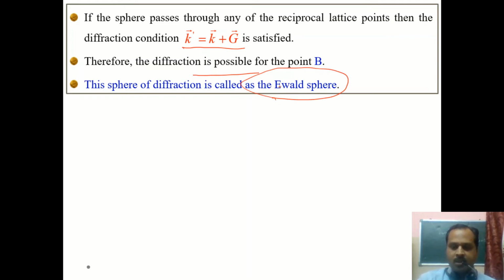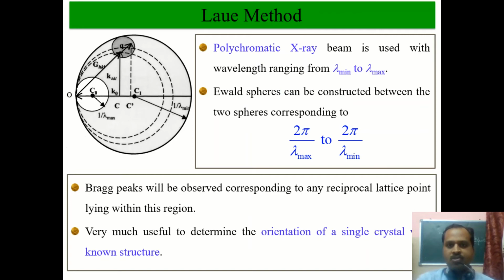Now let us come to the Laue method, where basically we are going to change the magnitude of the wave vector. That means we are changing the corresponding incident wavelength. Suppose the wavelength change is from lambda minimum to lambda maximum. What does it mean? Basically we are changing the Ewald sphere radius from 1 by lambda max to 1 by lambda minimum.